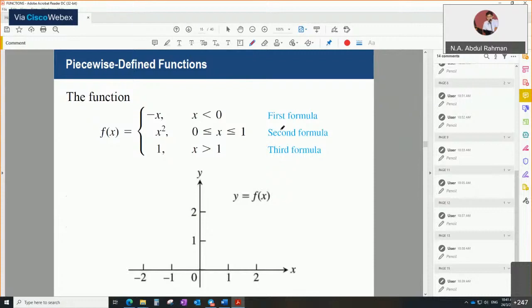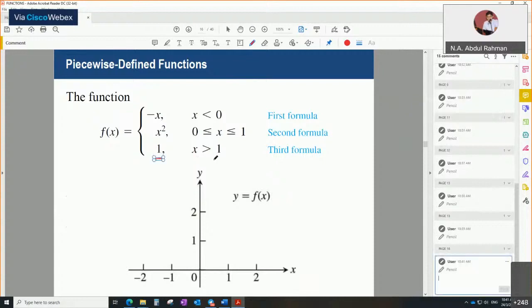For example, this one. f(x) can be portrayed by three different functions according to their intervals. First, for x less than 0, we have f(x) equal to negative x. Then between 0 and 1, we have x squared. And then we have f(x) equal to 1, a constant function, when x is greater than 1.